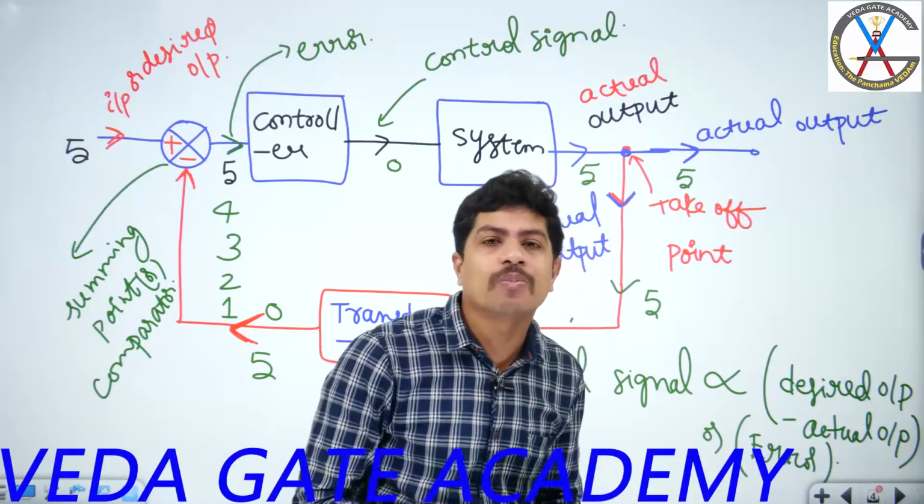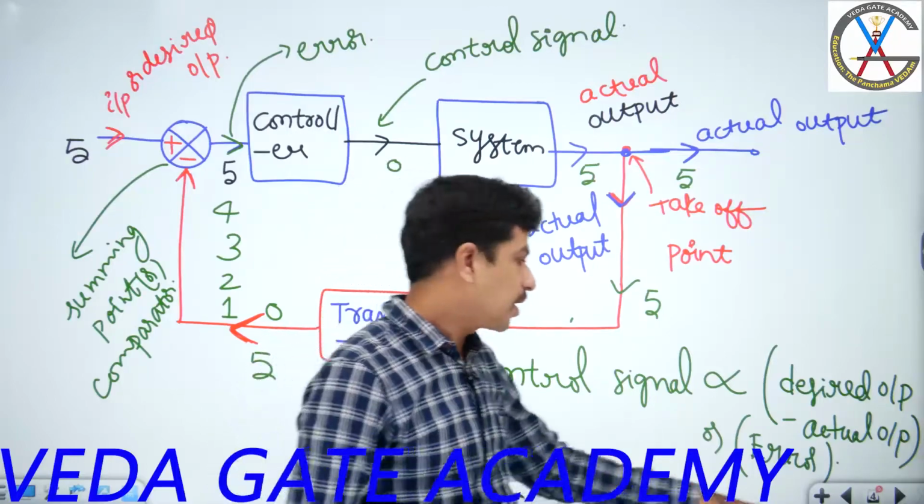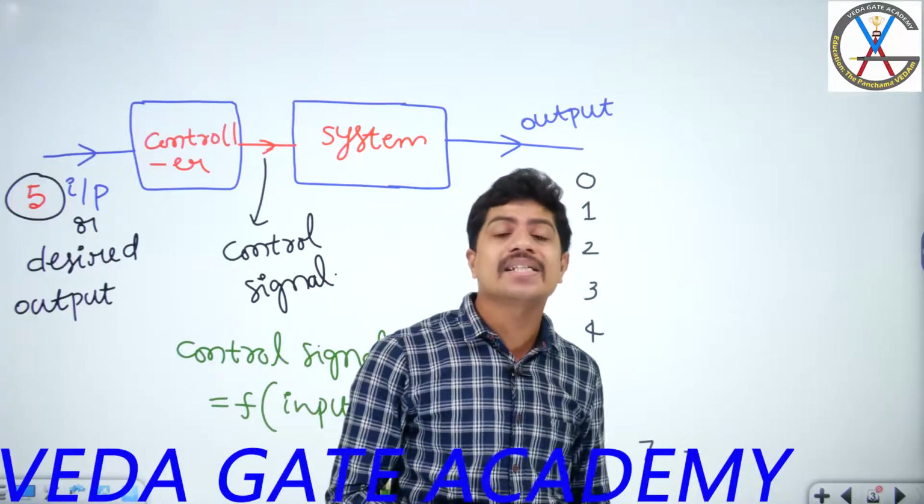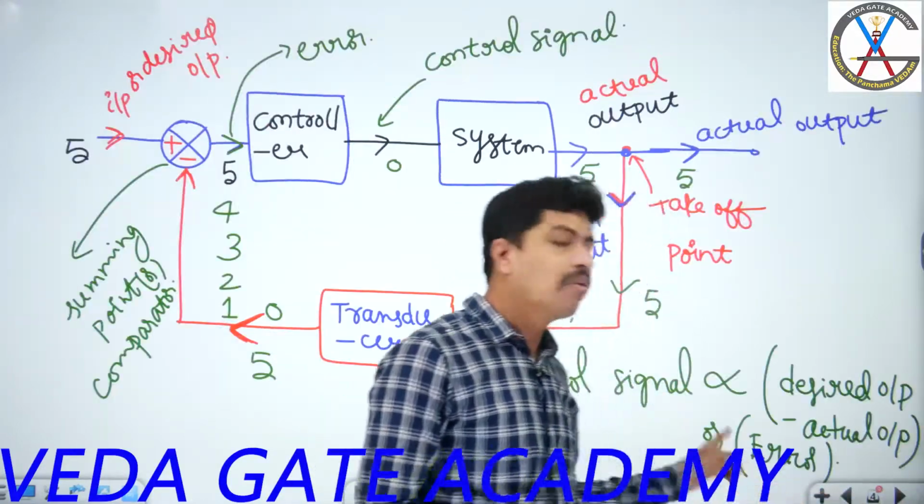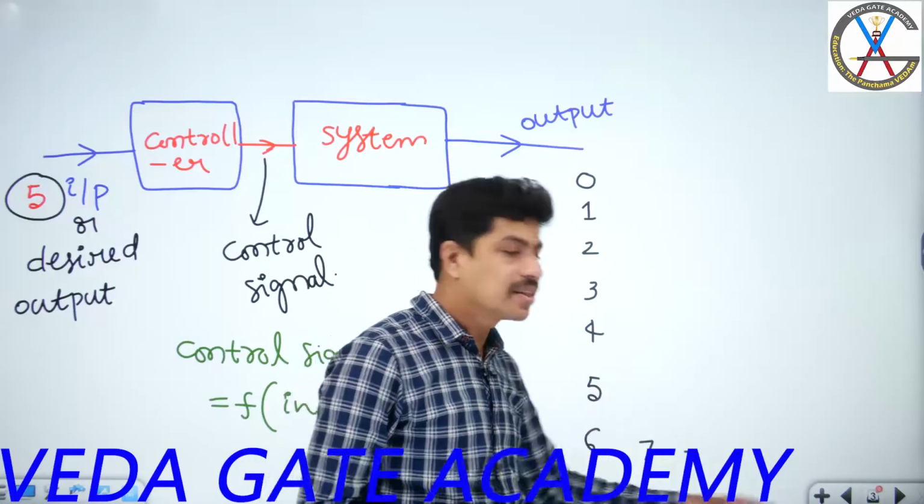Which design is superior? Closed loop control system design is the superior design when compared to the open loop system, where the accuracy is low. Accuracy is high in the closed loop control system.